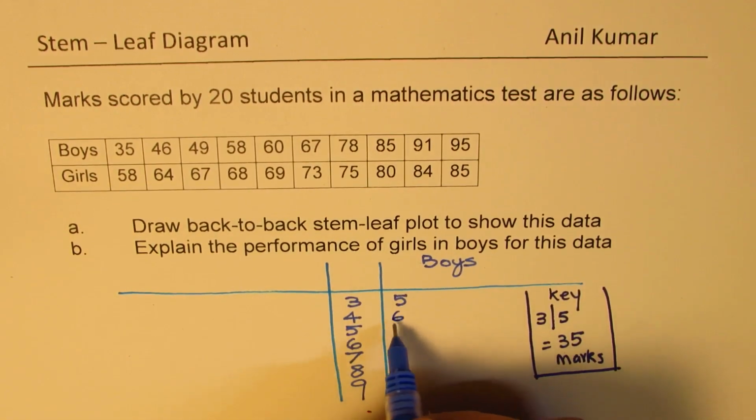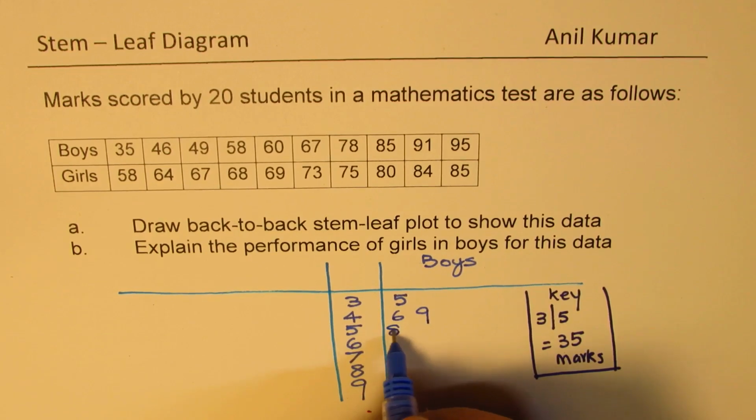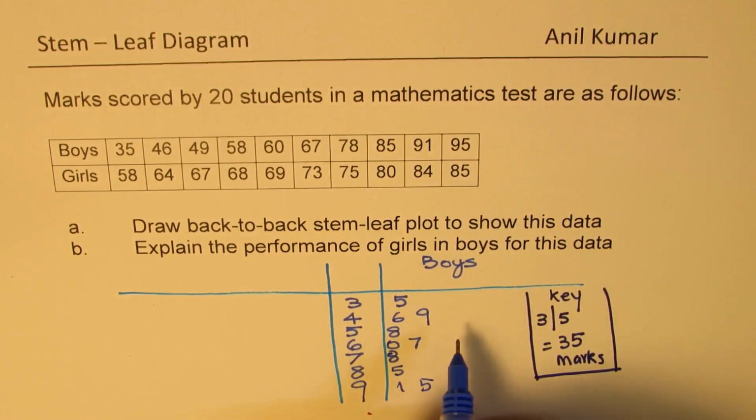46, so we'll put 6 here, then 49, 9, 58, 5 and 8, 60, 60, 67, 67, 78, 7 and 8, 85, 8 and 5, 91 and 95. So that becomes the data for the boys.